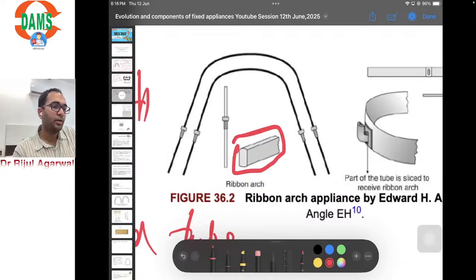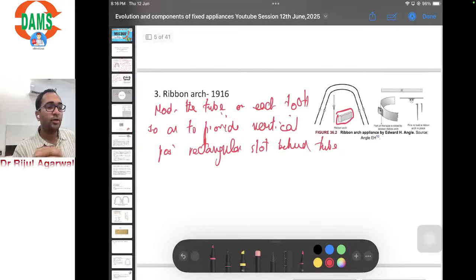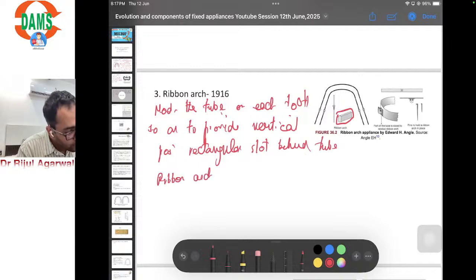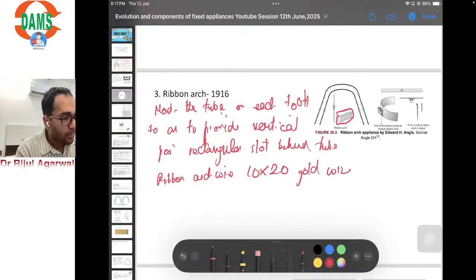Imagine a rectangle, a bit more thickness, lying like this. How did it help? There was a reduction in time, because now we don't have to reposition the vertical planes at each appointment. Next, an important MCQ point: what was the diameter of the ribbon arch wire? It was made of 10 cross 20 gold wire, placed into the slot and held with pins.